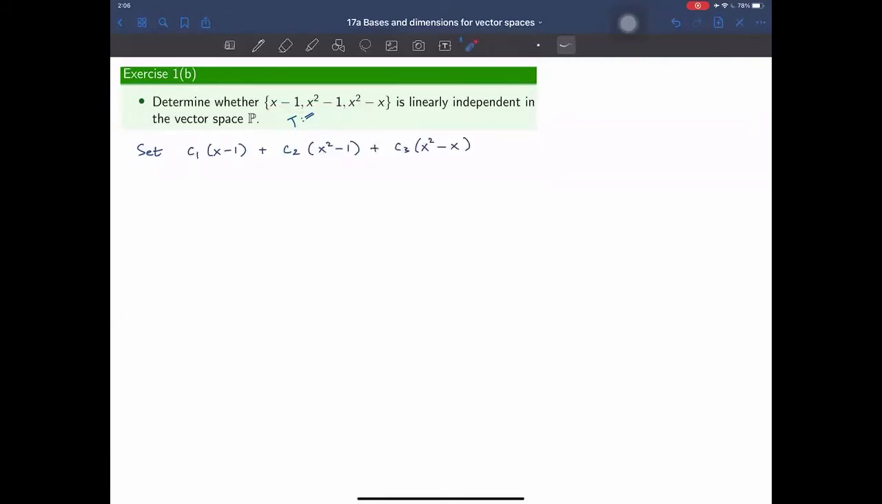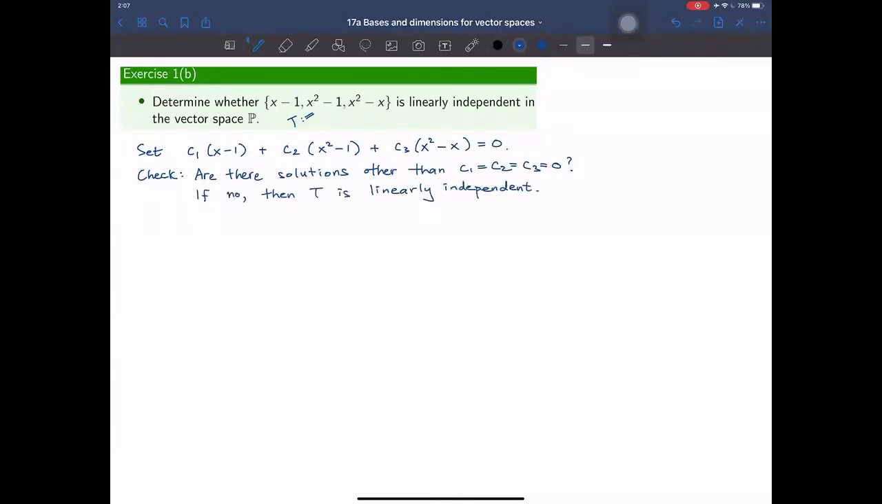First, I write a linear combination of the polynomials in T using C1, C2, C3 as my unknowns, and I will set this to 0. We want to see if there are solutions other than having C1, C2, C3 be 0. If the only solution is C1, C2, C3 equal to 0, then our set T is linearly independent. Otherwise, T is not linearly independent.